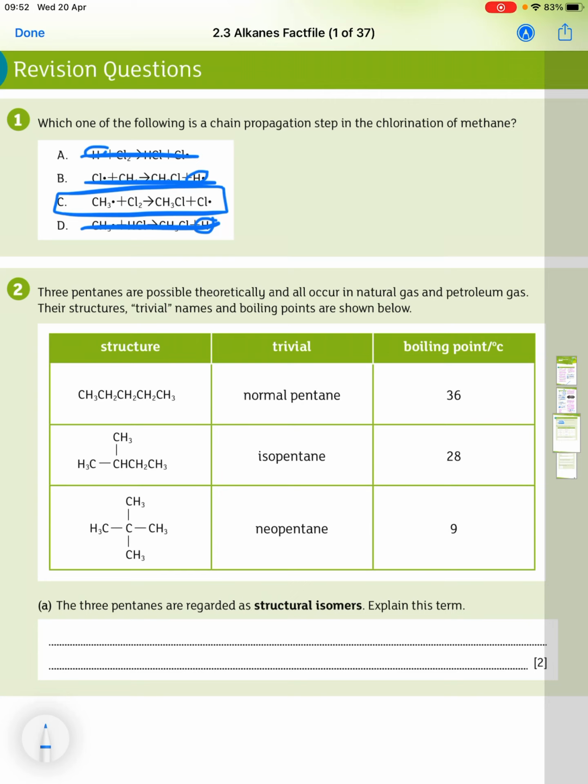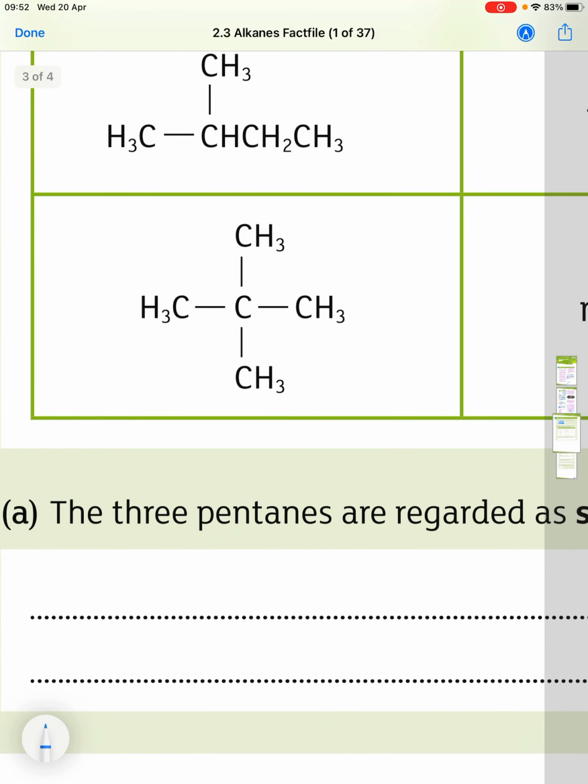Next, we have 3 pentanes, which are theoretically possible and all occur in natural gas and petroleum gas. Their structures, their trivial names, and their boiling points are shown below. So we have normal pentane, which is just a long chain molecule, isopentane, which has a methyl group coming off the side, and neopentane, which has 2 methyl groups. And their boiling points are 36, 28, and 9 respectively. It says the 3 pentanes are regarded as structural isomers. Explain this term. There are 2 marks for this.